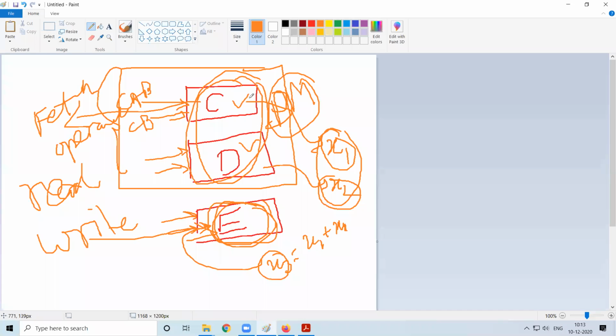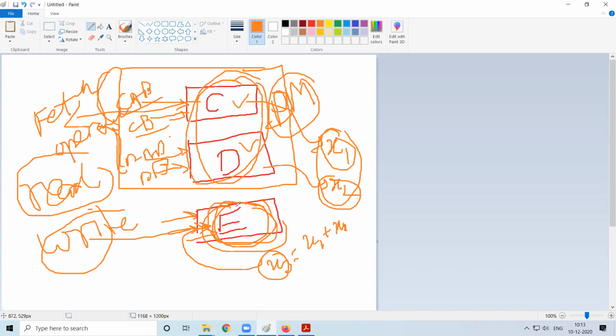So here, with C and D, using CAB and CB, DAB and DB, I'll be accessing the operands from these. That is, I'll be reading the operands. And the result of that will be stored in the other data memory, which is indicated with E, using the buses EAB and EB.